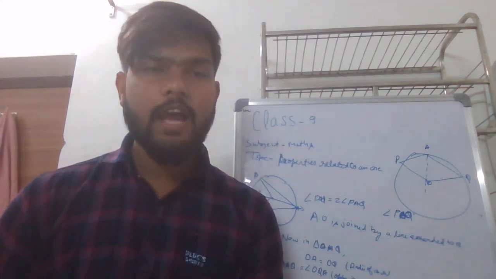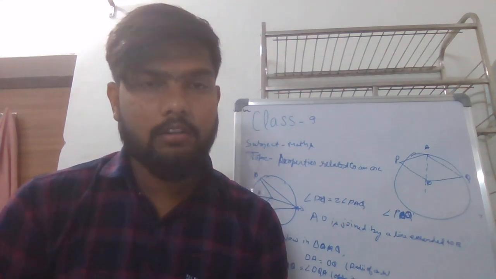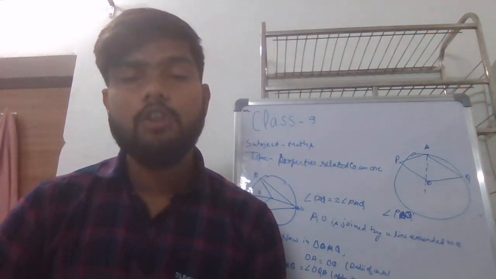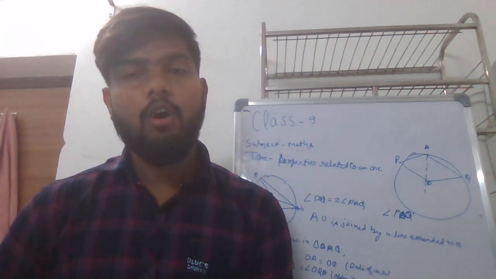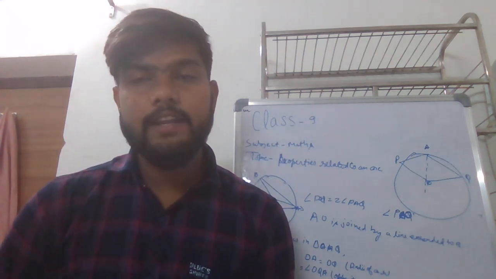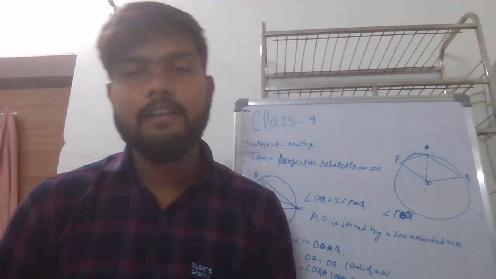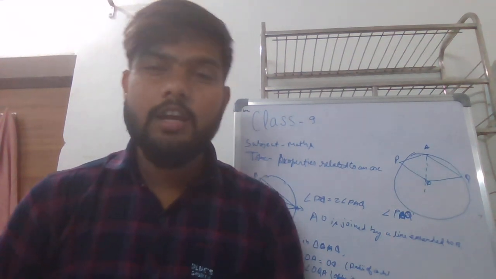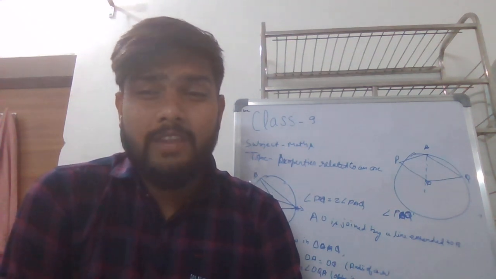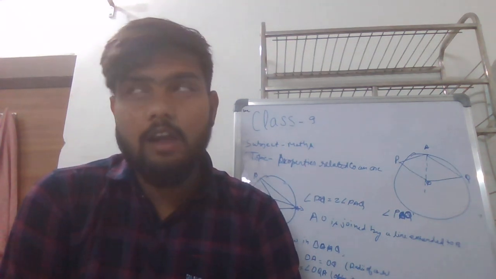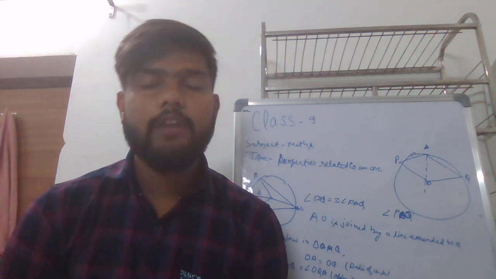Okay, I hope you are writing the homework in your notebook. The second question is that a chord of a circle is equal to the radius of the circle. Find the angle subtended by the chord at a point on the minor arc and also at a point on the major arc. Okay, so at last I have one activity for you.